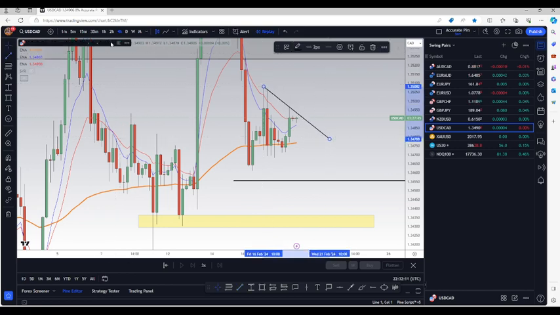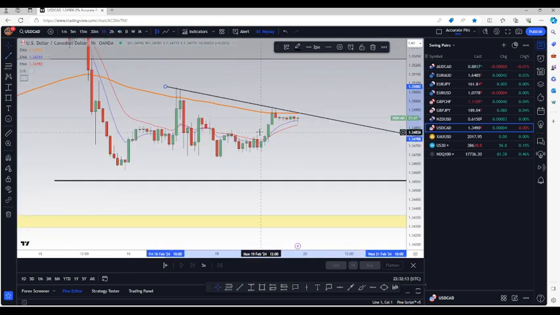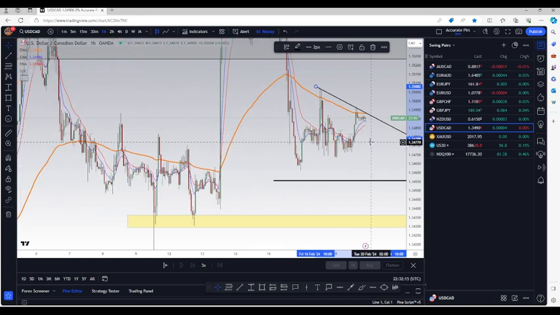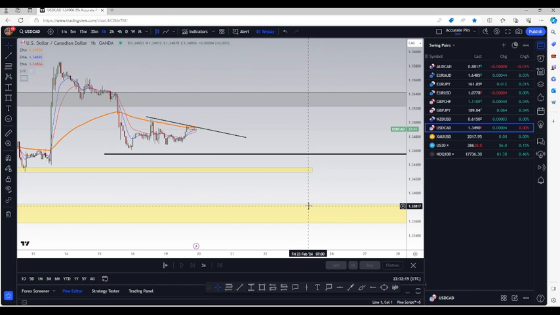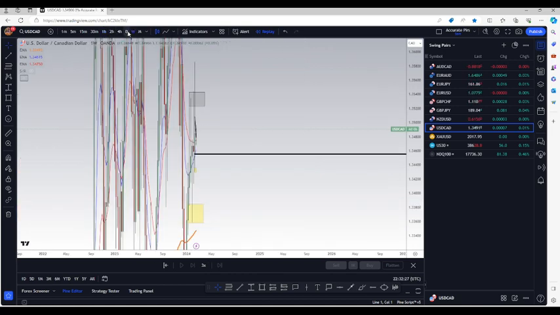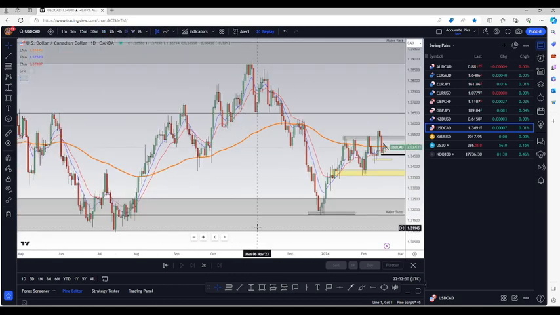Get a break above that trend line, then we're good to go on USD CAD. Cool.